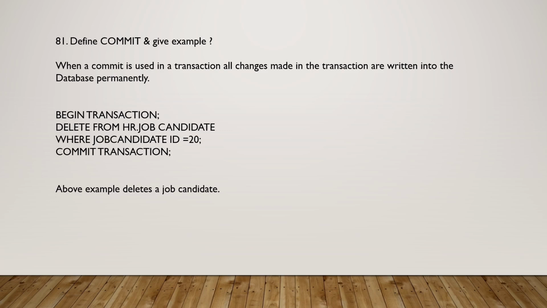Define commit and give example. When a commit is used in a transaction, all changes made in the transaction are written into the database permanently. So here is an example. Above example deletes a job candidate.